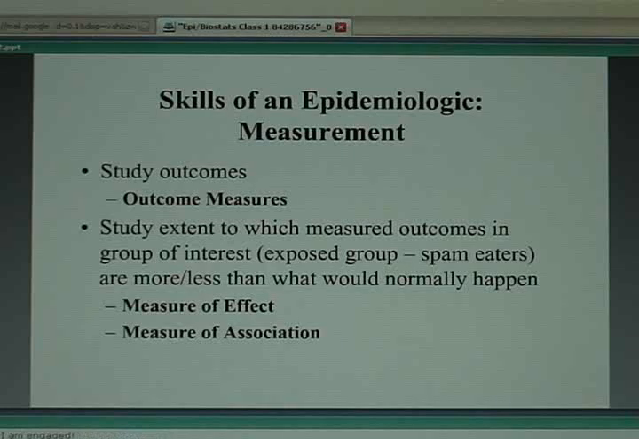And I think epidemiologists use measurement routinely in 2 different ways. First of all, we study outcomes. When we looked at those 3 study designs on your first 3 slides that were sent, all 3 study designs involved taking groups of people, spam eaters and non-spam eaters, and measuring certain outcomes on them. The outcomes were things like their weight, whether they're obese or overweight, their blood pressure, their cholesterol levels.